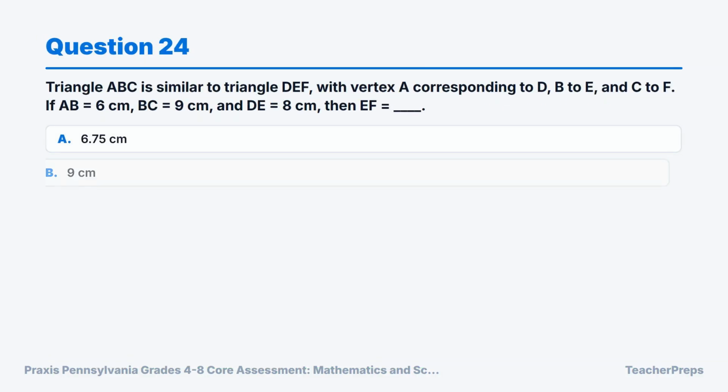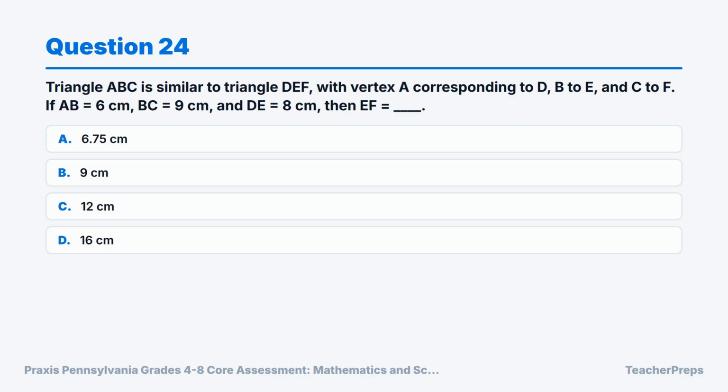Question 24. Triangle ABC is similar to triangle DEF, with vertex A corresponding to D, B to E, and C to F. If AB equals 6 centimeters, BC equals 9 centimeters, and DE equals 8 centimeters, then EF equals ____. Pause the video and select the best answer.